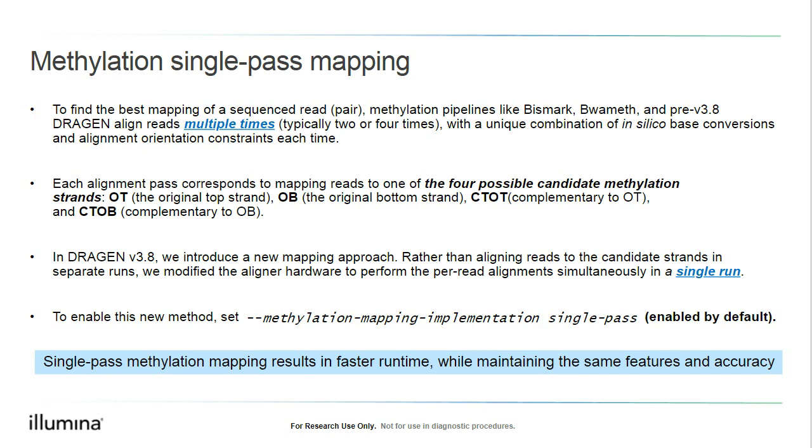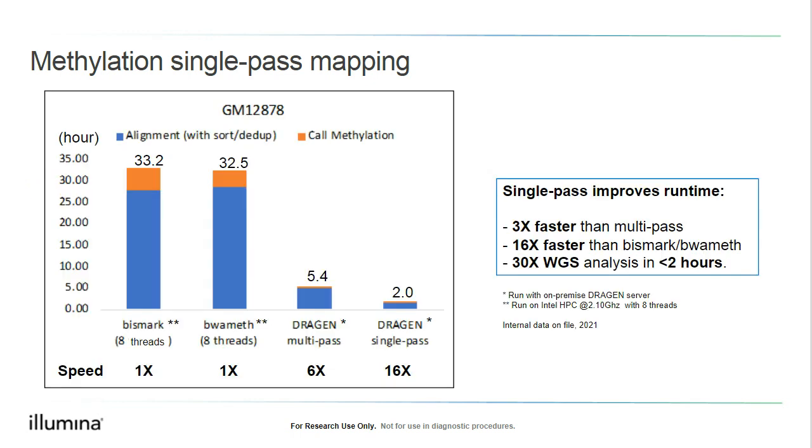In DRAGEN 3.8, we now have a new mapping approach for methylation. Rather than aligning reads to the candidate strands in separate runs, so as I was saying, there are multiple passes through the mapper, we have now modified the aligner hardware within the DRAGEN FPGA to do per-read alignments simultaneously in a single run. And what that essentially means is much lower analysis times if you're using DRAGEN's methylation pipeline.